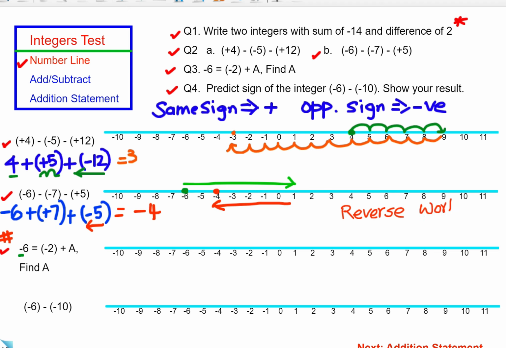Let's say reverse work. Right? We know the end result. We are ending at minus 6. So we know the answer is minus 6. You get the idea? How do we get there? We have to begin from minus 2. That is the first place we have to be. So we are at minus 2. You get the idea?